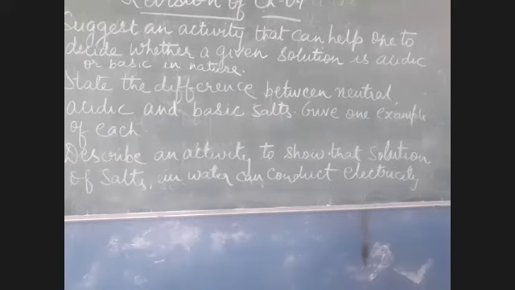Neutral salts. Salts which are formed by the reaction of a strong acid and a strong base are known as neutral salt. Example, sodium chloride. Acidic salt. Salts which are formed by the reaction of strong acid and weak base are known as acidic salts. Example, ammonium chloride. Basic salts. Salts which are formed by the reaction of weak acid and the strong base are known as basic salts. Example, sodium acetate.